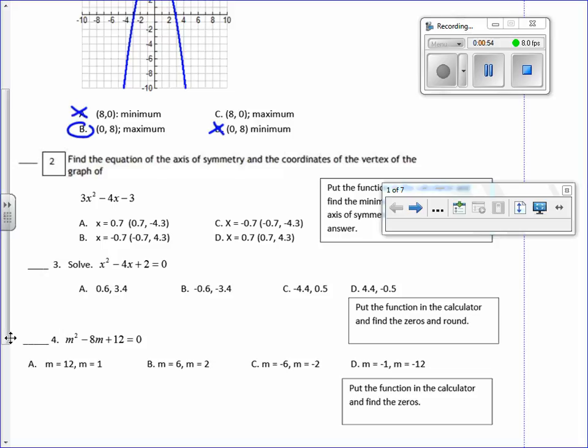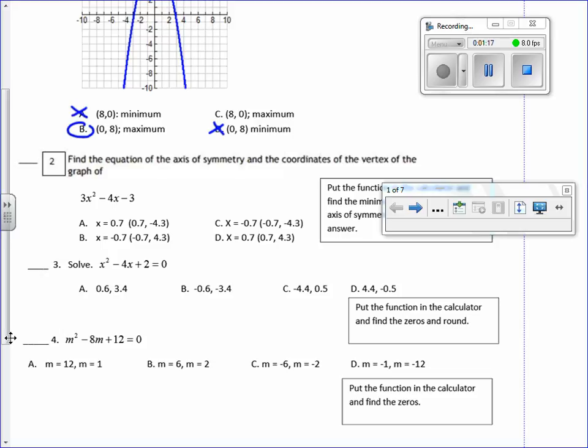So turn your calculator on. Press the y equals button. Clear out whatever's already there. Right? And graph it. So 3x squared minus 4x minus 3. And hit graph. And if the graph isn't showing up, just press the zoom button and press 6 and it should show up.